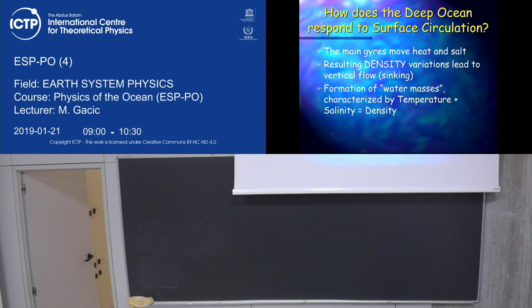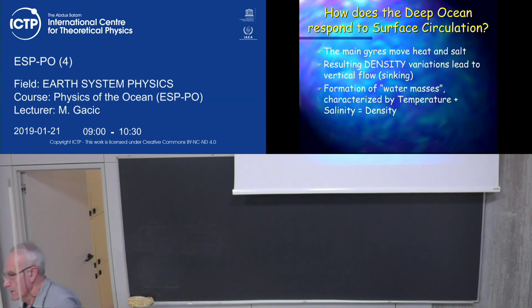So we define the water mass as a mass of water which is characterized by a certain temperature-salinity relationship. And the temperature-salinity relationship then gives rise to the specific density. Therefore, we can follow or trace different water masses by looking at the temperature-salinity relationship which is associated with these specific water masses, which have been formed in the area where this water is formed.